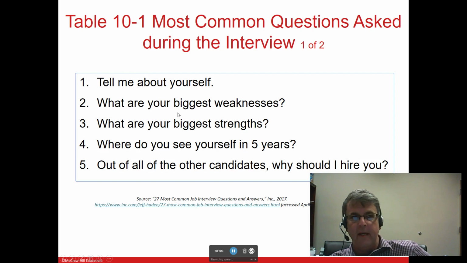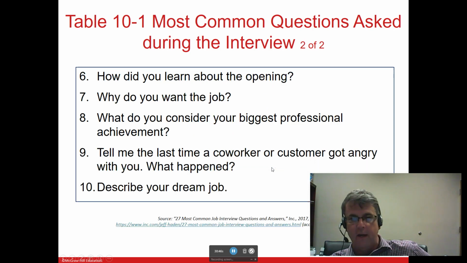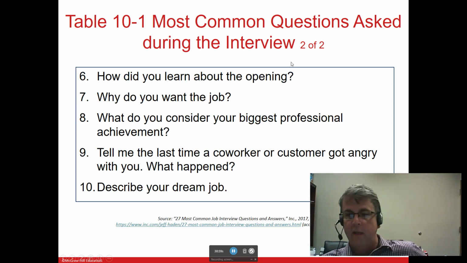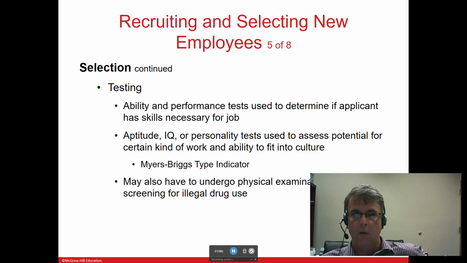Okay. Here's commonly asked questions. Tell me about yourself. What's your biggest weakness? What are your biggest strengths? Where do you see yourself in 5 years? I see myself as your boss. That's not a good answer. Out of all the other candidates, why should I hire you? How did you learn about the job opening? Why do you want the job? What do you consider your biggest professional achievements? Tell me the last time a coworker or customer got angry with you. What happened? That's a good one to see if you're able to deal with other people while you're working with them. And describe your dream job. Those are all popular questions.